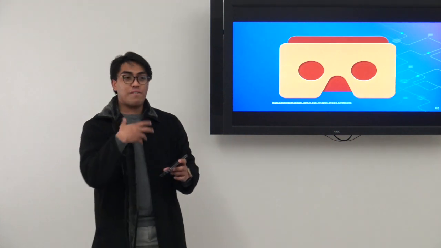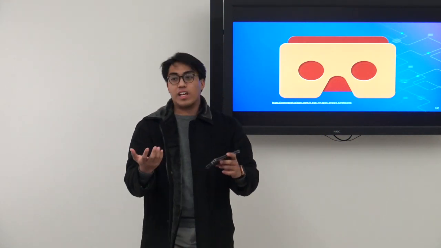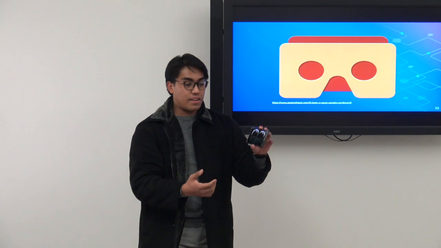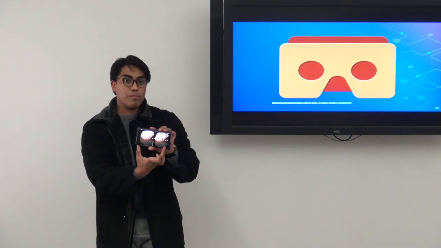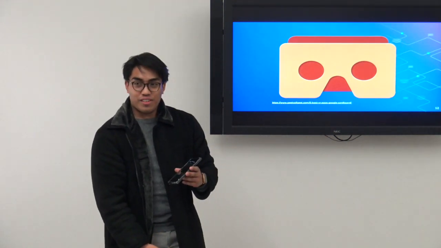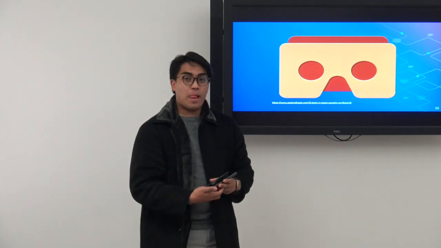Alternatively, if you start feeling nauseous, you can always just take out your phone from the cardboard box, and it still works using the normal display here. But you just see two of them because that's how it works. For mine, it just told me to rotate, so just take out your phone and rotate it if it says that.